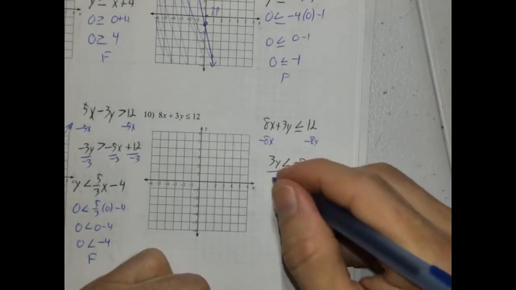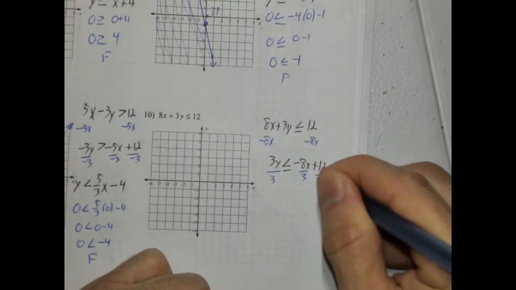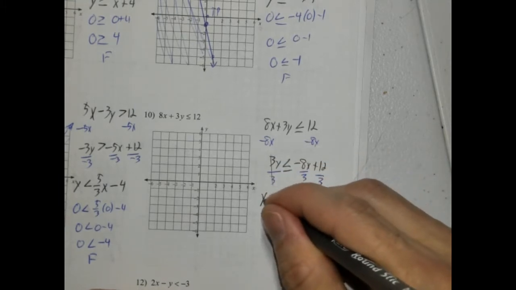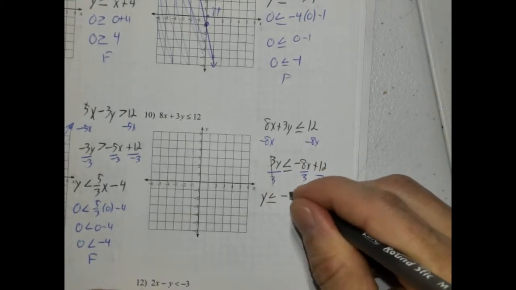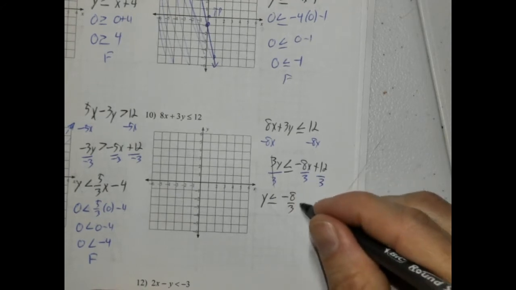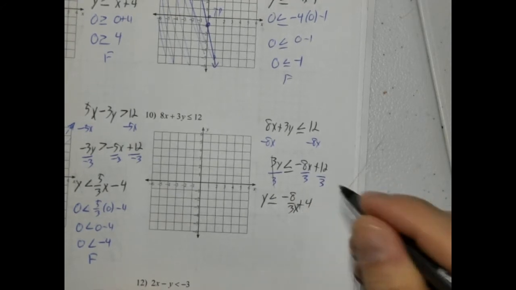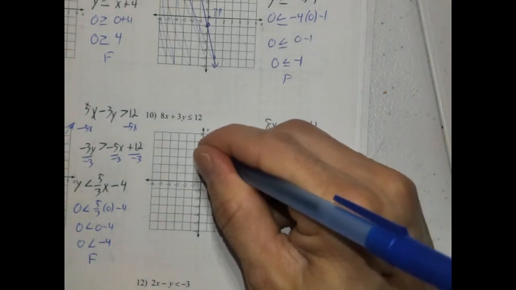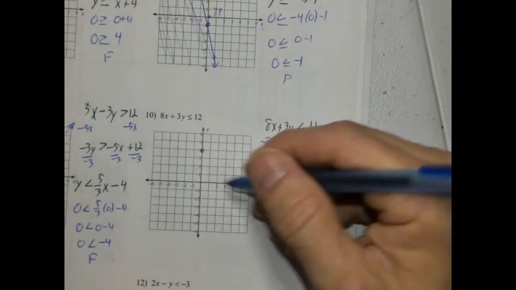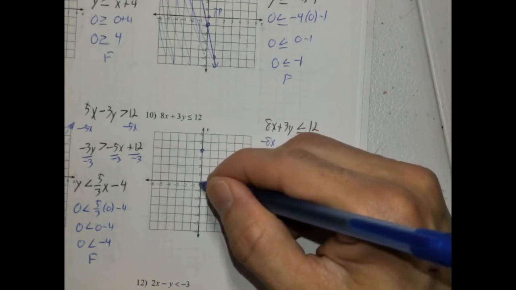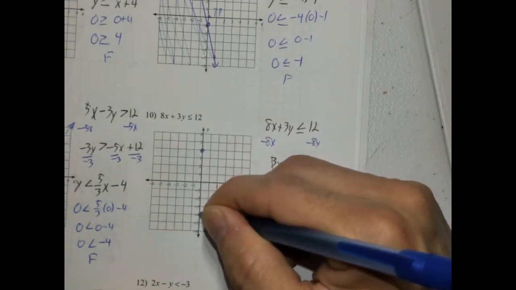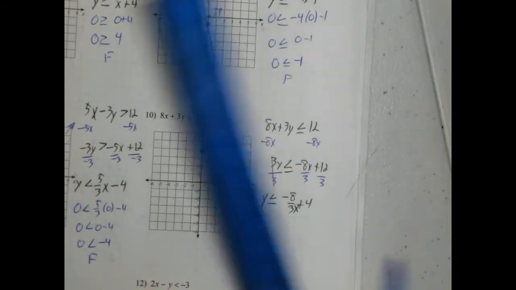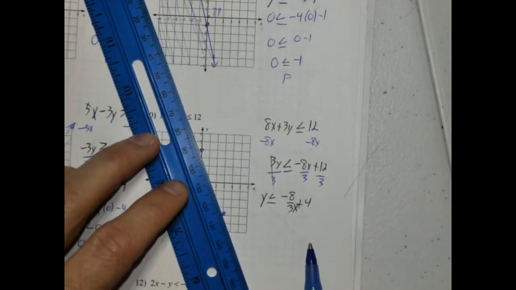We then divide by our coefficient, which is 3. And we're dividing by a positive, so we don't need to worry about the symbol changing. So y is less than or equal to -8/3x plus 4. Oop, forgot the x, that'd be important. So our y-intercept is 4. And it's -8/3, we're going to go down 8/3. So 1, 2, 3, 4, 5, 6, 7, 8. 1, 2, 3. And that's going to be a solid line because it's inclusive.